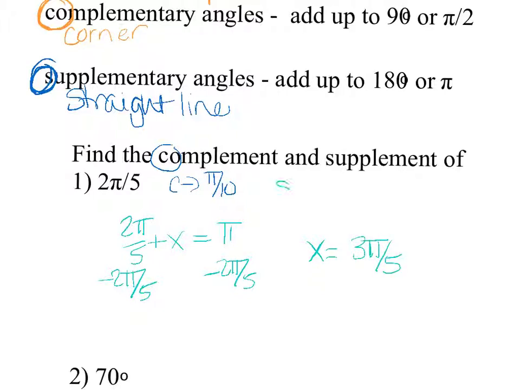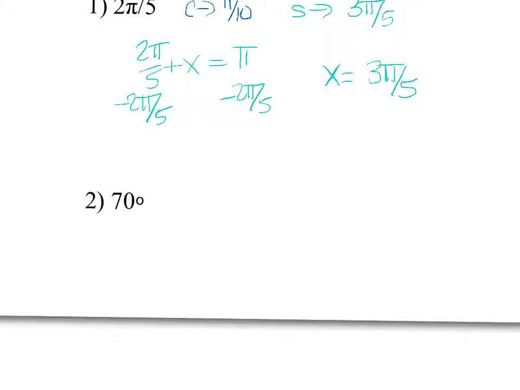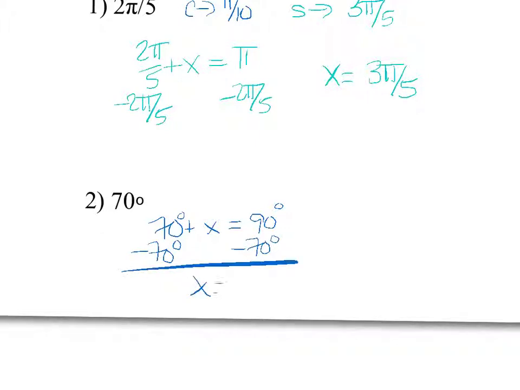I hope it's okay if I don't do the full work there. Okay, so there's the complement and supplement there. Now if you're working with degrees, it actually goes a little bit easier. So the complement, it's supposed to add up to 90 degrees. So we subtract 70, so x equals 20 degrees.